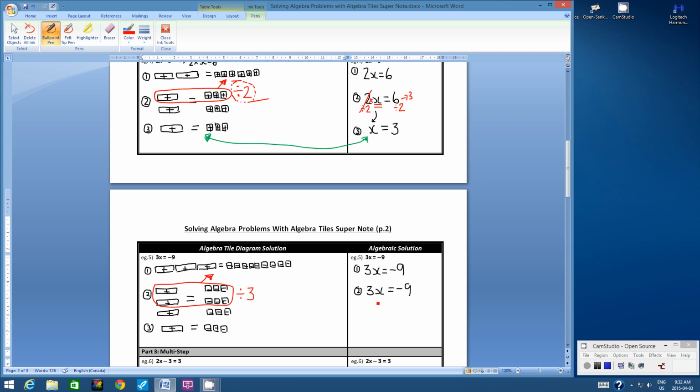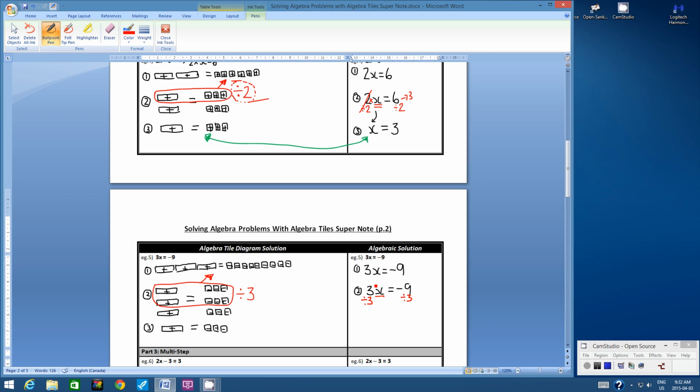Okay, so the x is on the left-hand side, so let's only focus on the left-hand side. We have 3 times x. We want x to remain alone. What's in the way of x remaining alone? Well, it's times 3. Remember, 3x means 3 times x. So how do we get rid of a times 3? Well, we do the opposite. We divide by 3 on both sides. Very important that you write that on both sides.